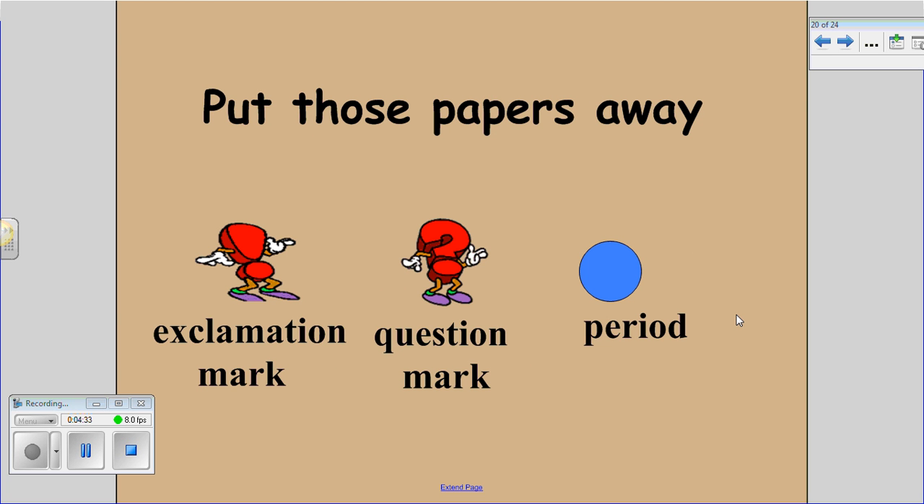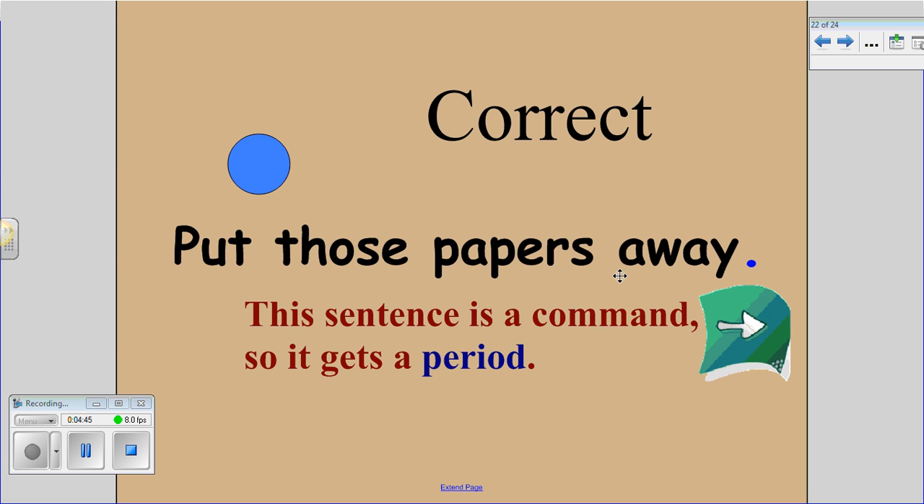Put those papers away. Do we sense that excitement? Is that a question? Or is that a statement or a command? Here, that would be a command. You put those papers away. So therefore, you would use a period.